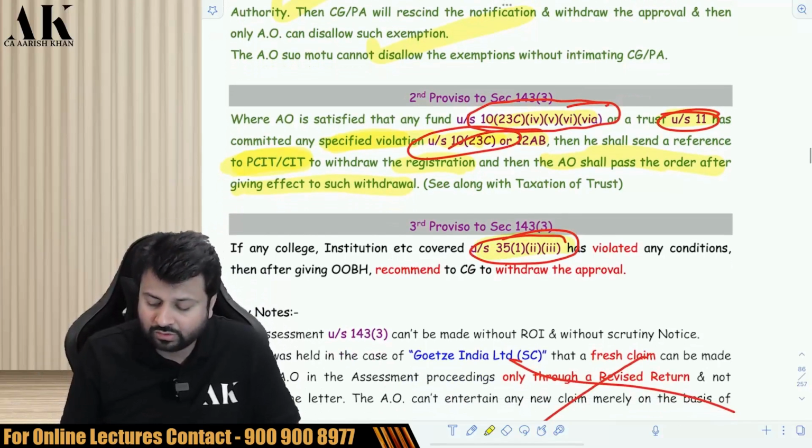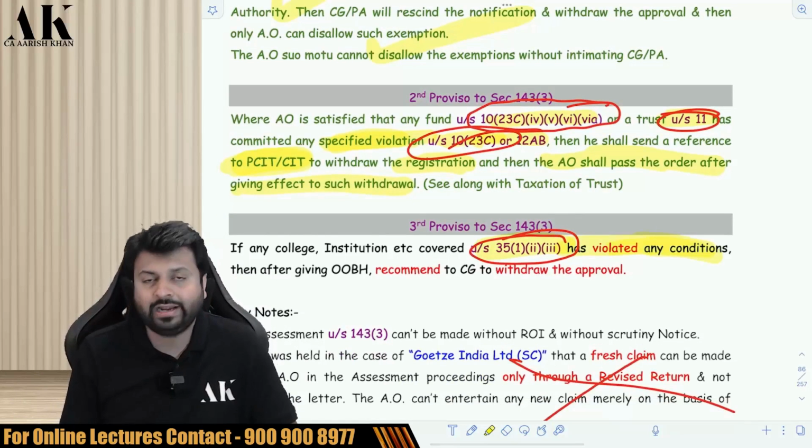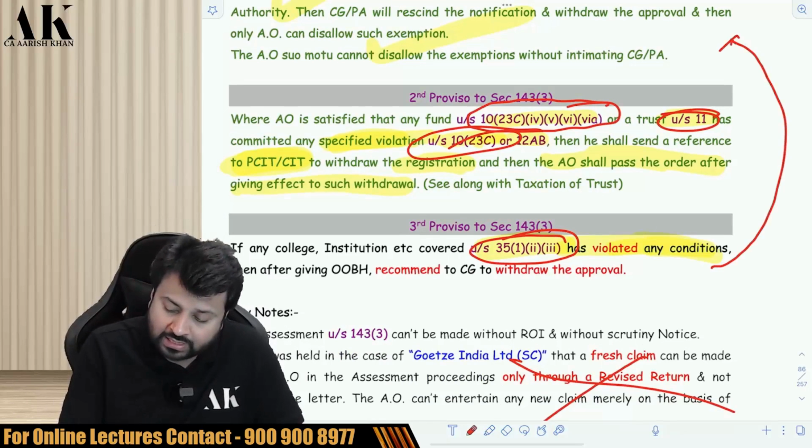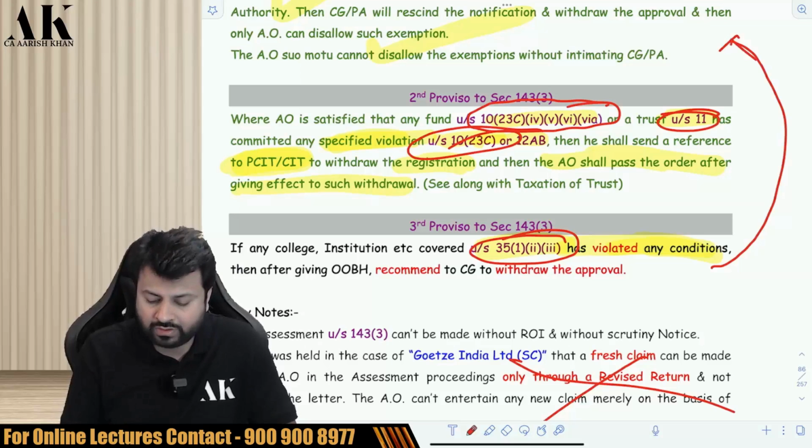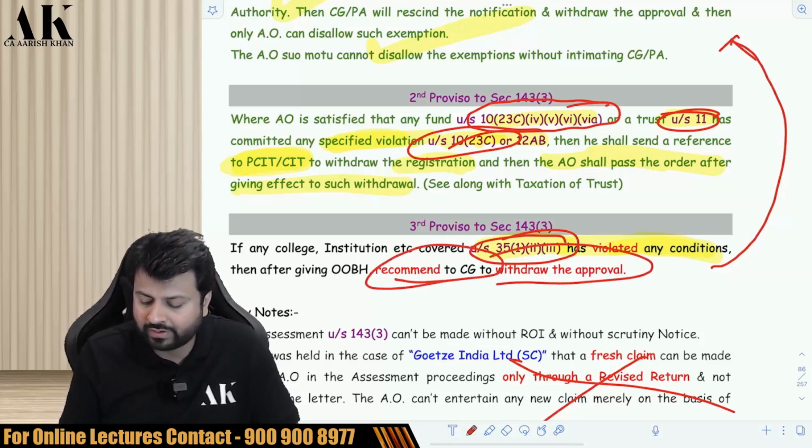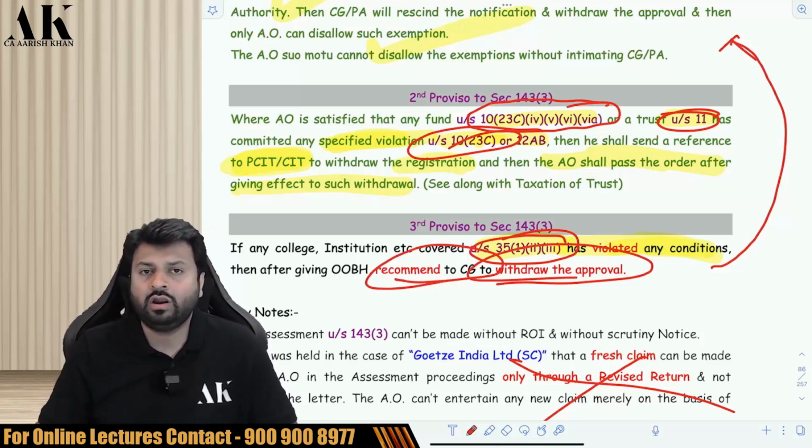Similarly, here you have to see if the assessee has violated any provision. This is just similar to the first one. If the assessee has violated some provision, then the AO will go to central government, and central government will withdraw the approval, and then accordingly AO will disallow the exemption.